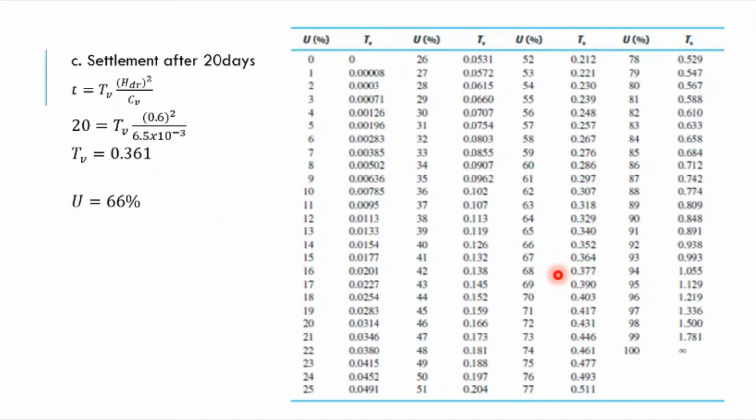So how are we going to determine the settlement after 20 days? We already solved for the settlement of the clay layer. We already solved that it's equal to 35.99. So the 66% of 35.99 is equal to 23.75 mm. And that is the settlement of the clay after 20 days. And that is the sample problem regarding time rate of consolidation.